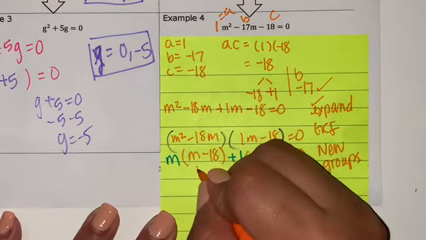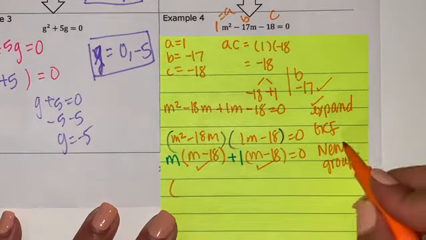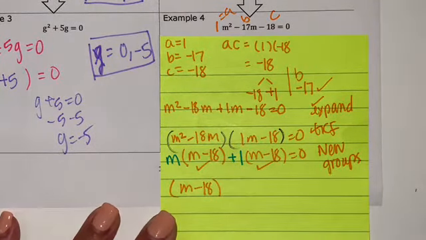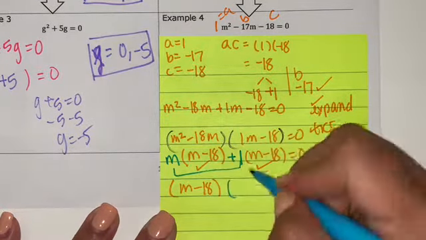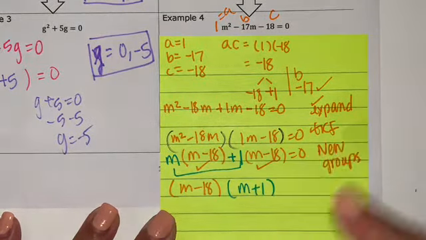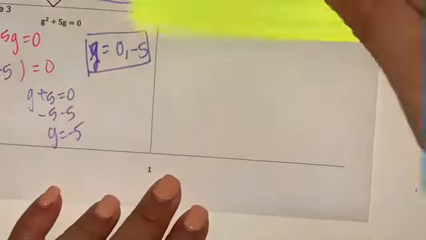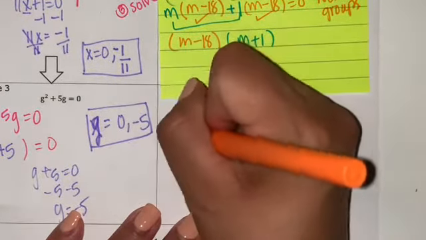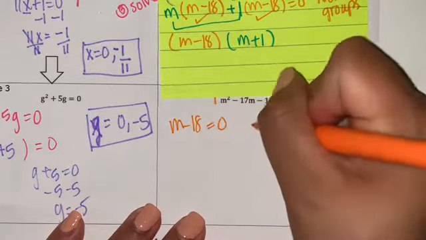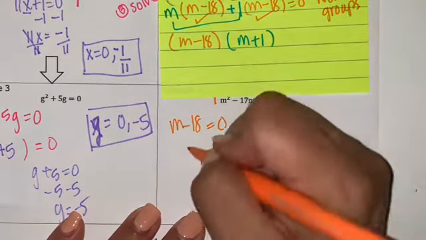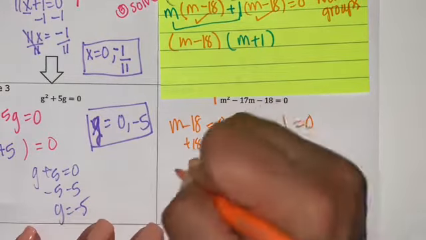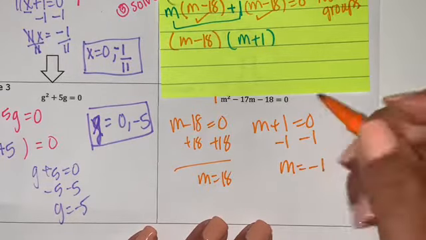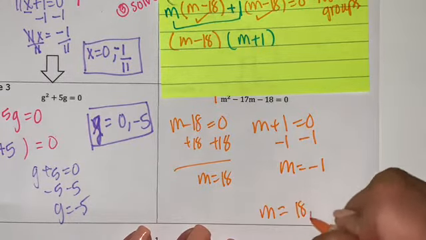So now I have my new groups. M minus 18. My second group is going to be made by my GCF, m plus 1. And then we're going to take all this, and we're going to solve. So, m minus 18 equals 0, m plus 1 equals 0. Plus 18 plus 18, m equals 18, minus 1, m equals negative 1. M equals 18 comma negative 1.